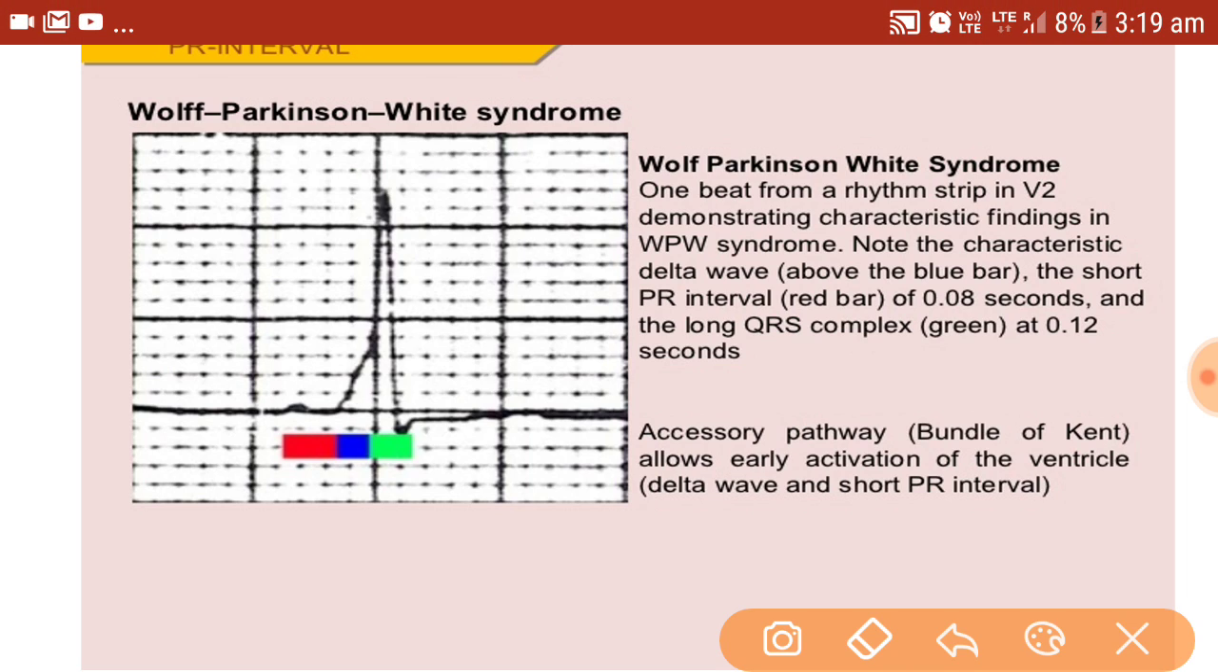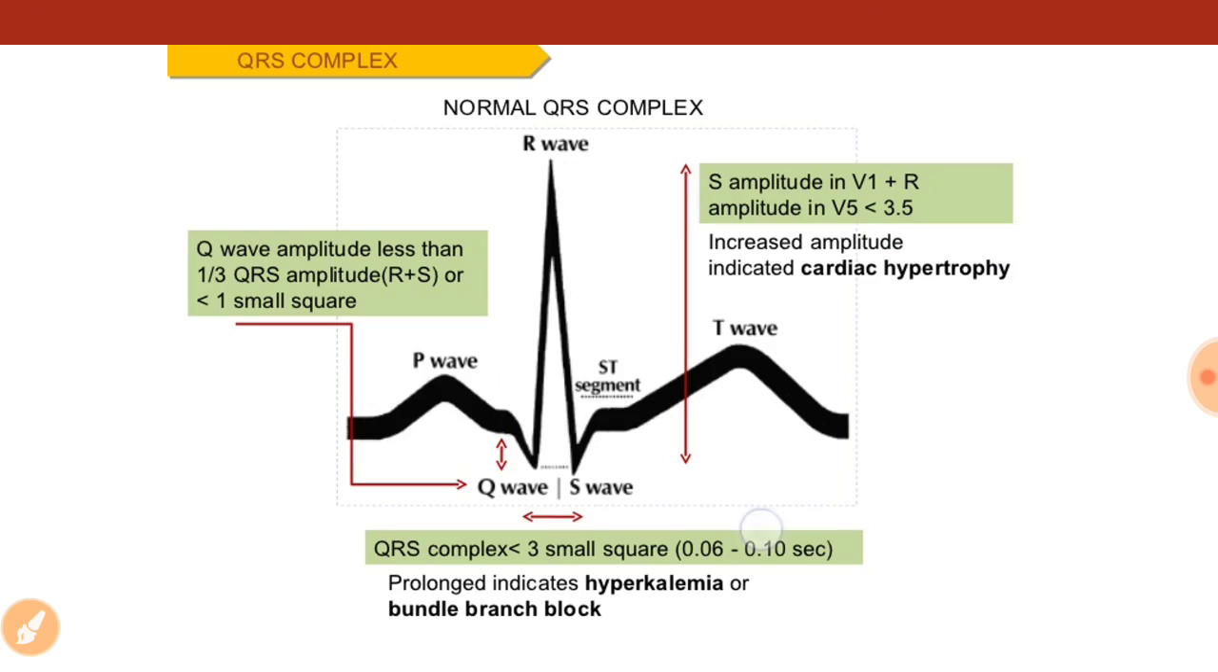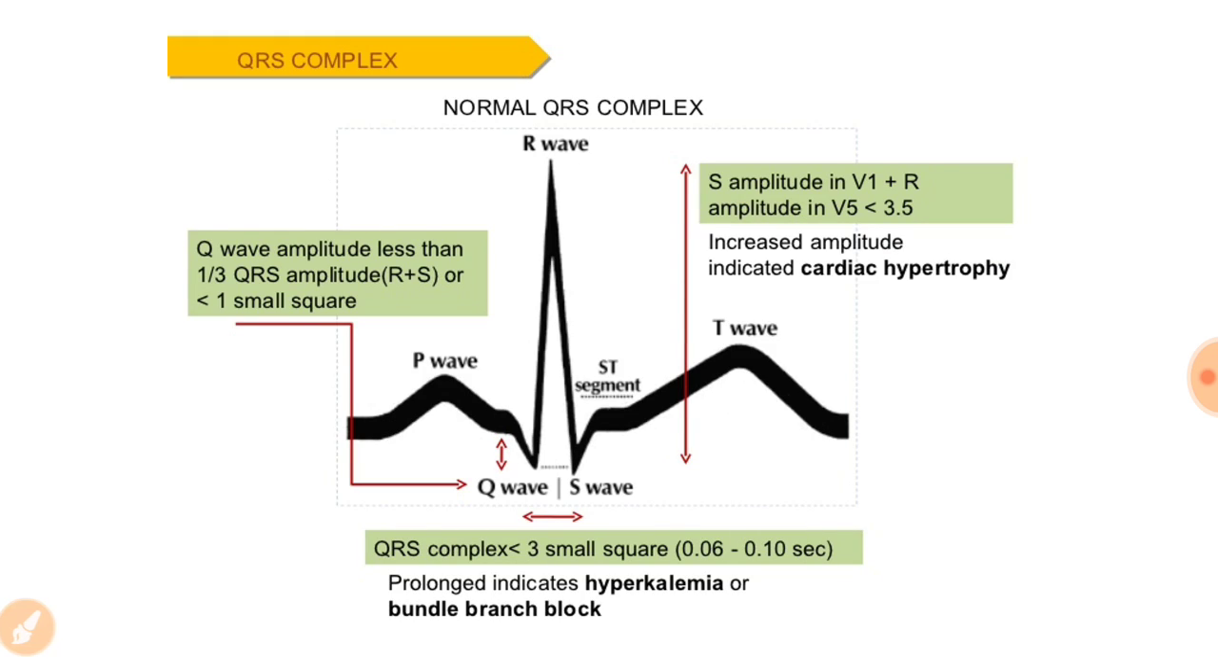This is something important called Wolff-Parkinson-White syndrome. What you have to see here is the delta wave. So delta wave is a characteristic wave seen here above the blue bar, and you can also see shorter PR interval of 0.08 second. Okay, so this is for Wolff-Parkinson-White syndrome, where there is an accessory pathway called bundle of Kent, which allows early activation of ventricles.